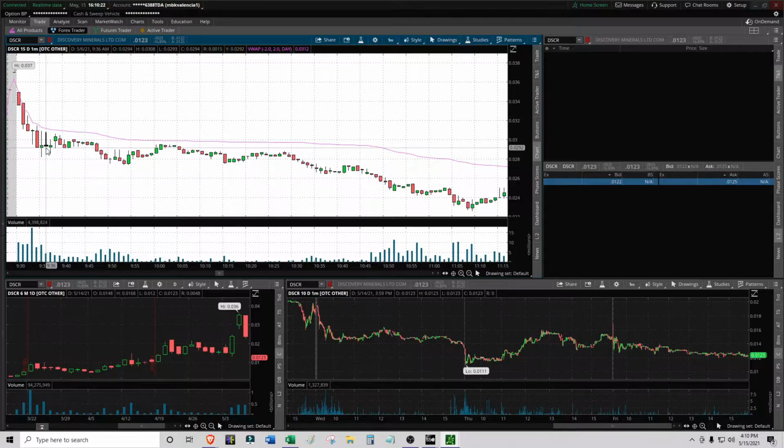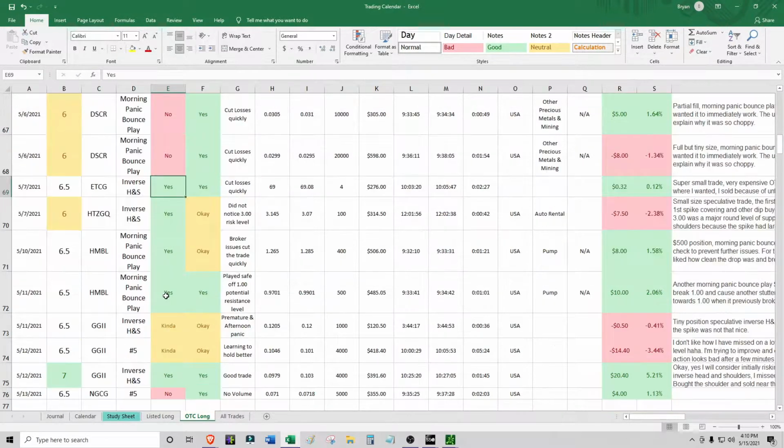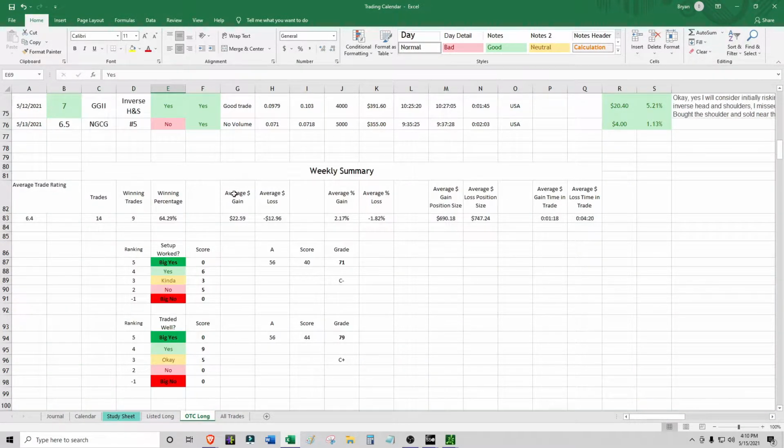Again, just playing it very cautiously because it's not the best setup, but at least I traded a small position size. The second time here I did trade a little larger. Ultimately just didn't work out here, and there's nothing too wrong with that. That's why I put no for if the setup worked or not. Not really that bad. And then the next setup here, this one was a sketchy one.